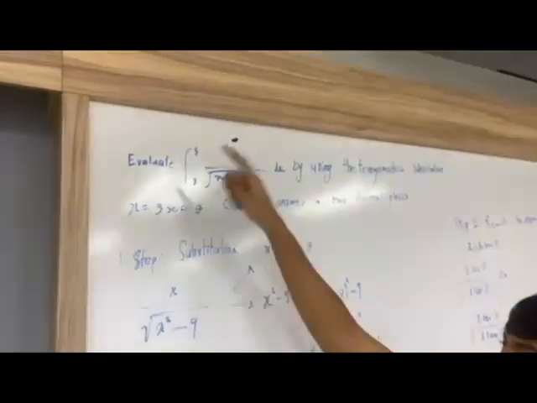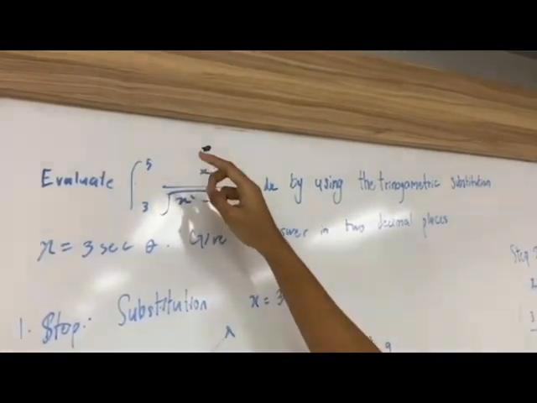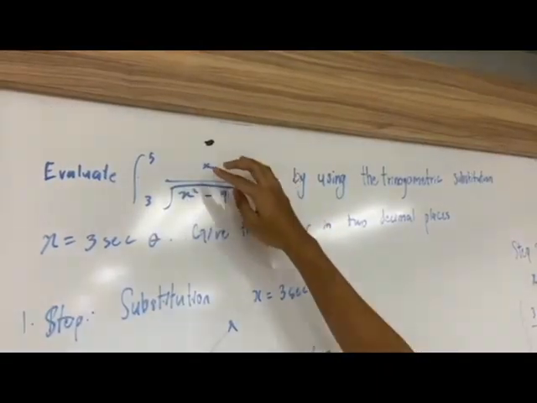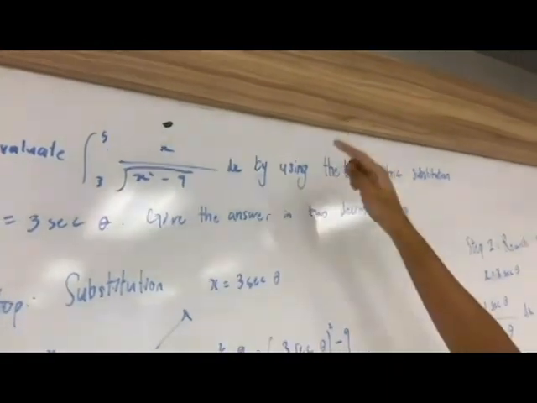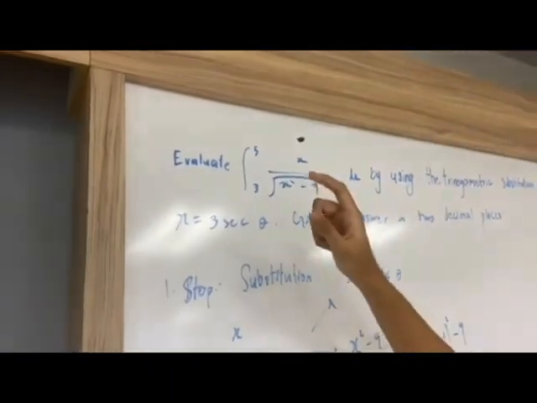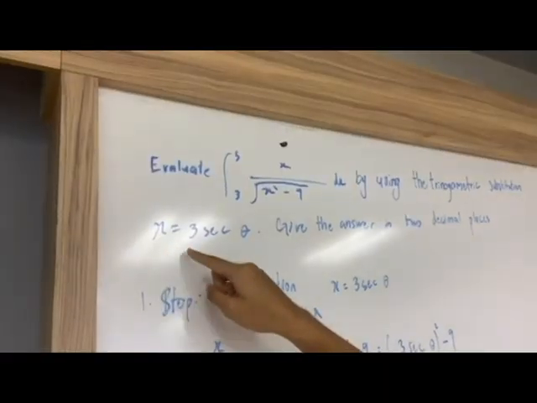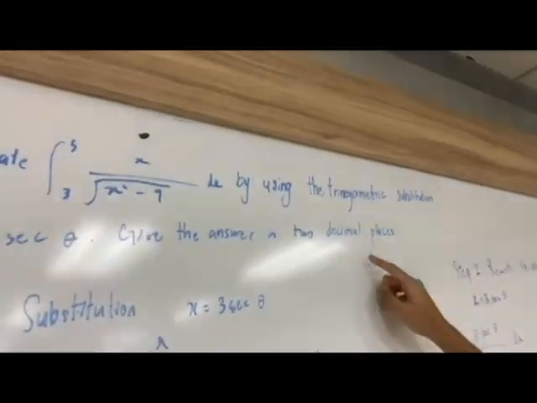With me is Muhammad Syazwan, my friend and colleague and partner for this assignment. So it states here: evaluate the integral from 5 over 3 of x over square root of x to the power of 2 minus 9 dx by using the trigonometric substitution. The question also has given x equals 3 secant theta. Then give the answer in decimal places.